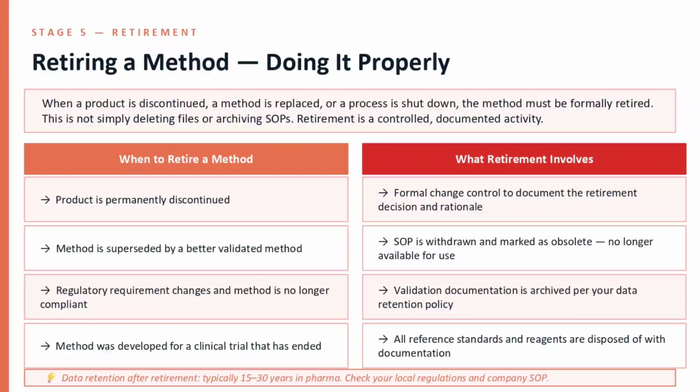Data does not get deleted. It gets archived in a controlled, retrievable manner. Any reference standards, reagents, or materials specific to this method are disposed of with appropriate documentation. And one important point: if the method is being replaced by a new or updated method, the retirement of the old method and the approval of the new one should happen in a coordinated way through the change control system so there is no gap in coverage.